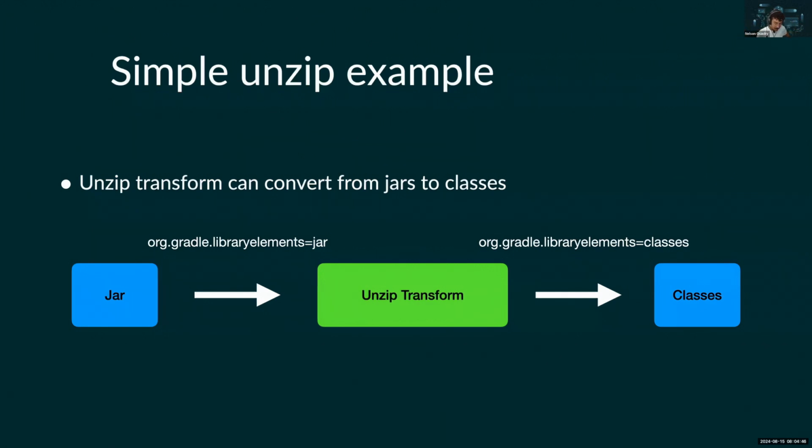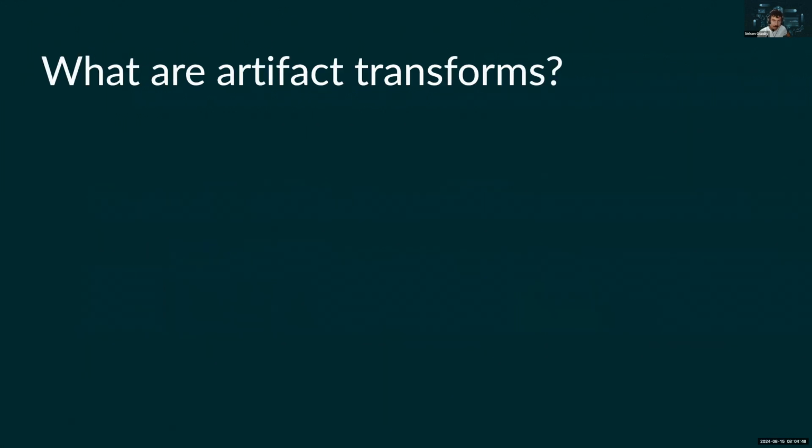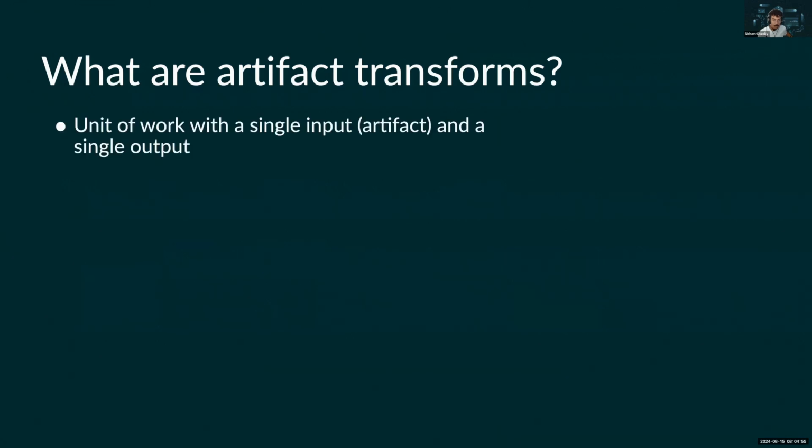There are many different ways to use them, and there's a little bit more information that I'll explain. An artifact transform is a unit of work in the Gradle Build Tool, just like tasks are also a unit of work. Artifact transforms can only have a single input, which is an artifact, and a single output, although with a caveat: that single output can be a directory, which can have multiple things inside of it.